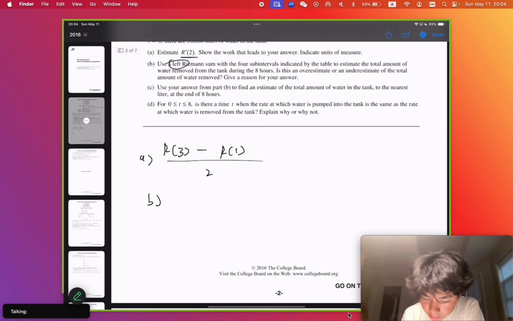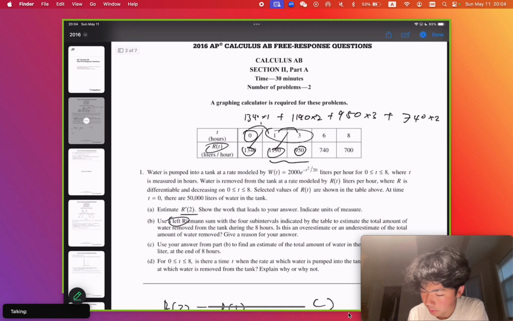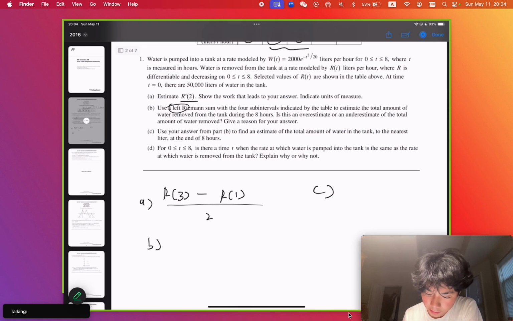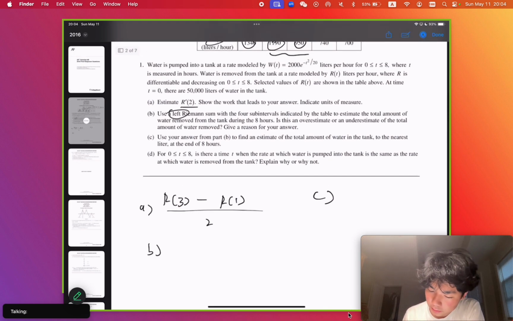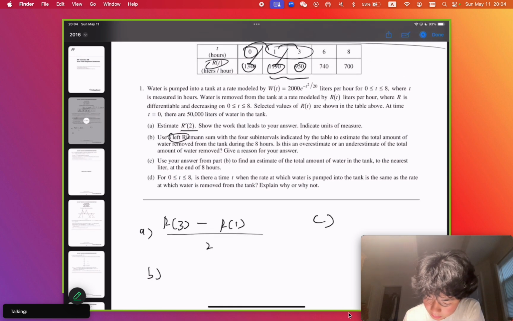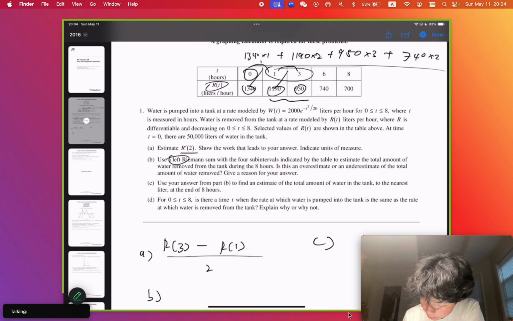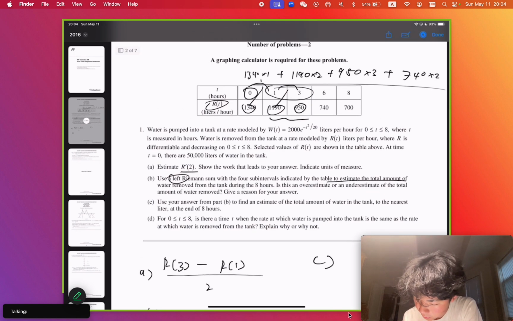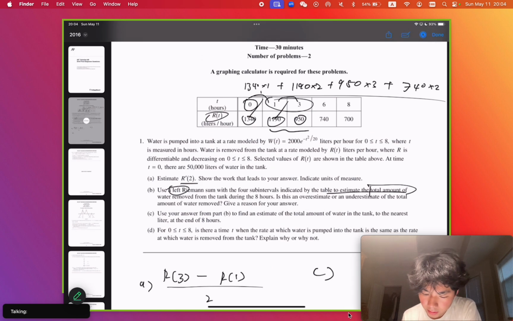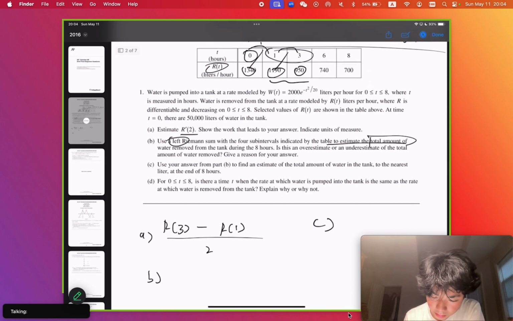All right, that's B. C, you want to calculate this by yourself. I'm not going to calculate it here. C: use your answer from part B to estimate the total amount of water in the tank. Oh, actually, wait, hold on. Estimate the total amount of water removed from the tank. This is only asking for the total amount removed, so this is right because R represents removal, and the water coming in is W. You want to remember to take that into account for C.